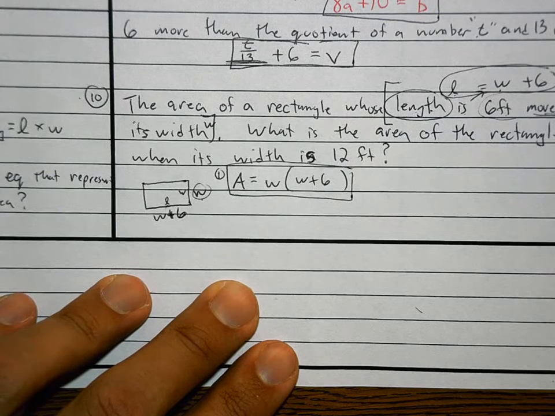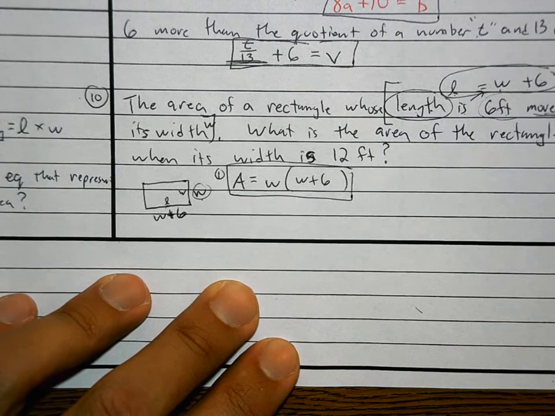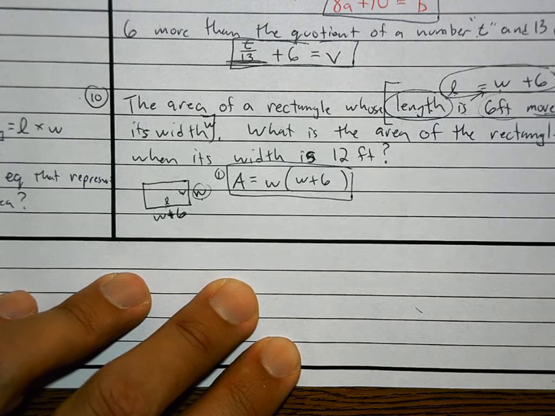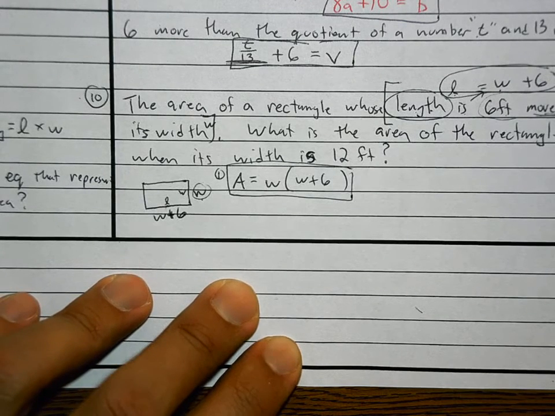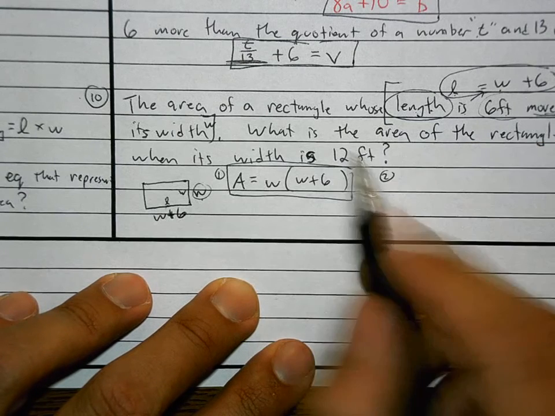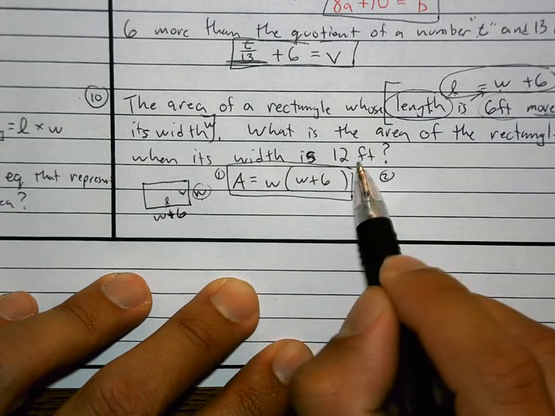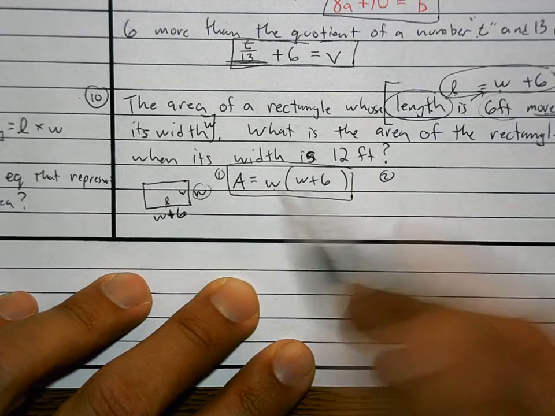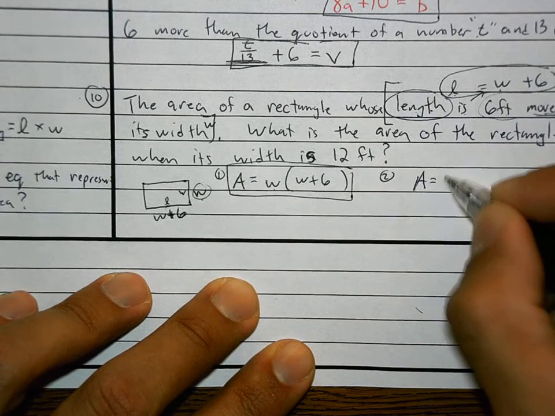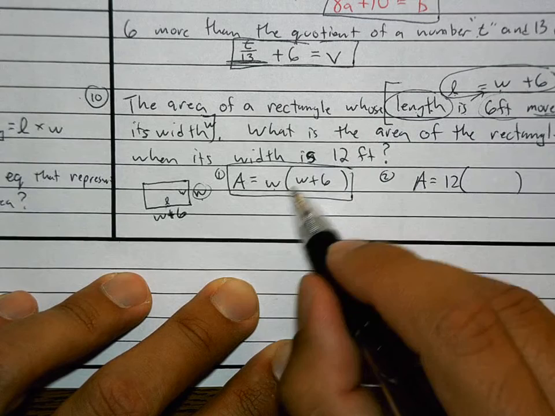And Connor and I heard a couple other people saying, I already know what the width is. The width is going to be 12. Yes, but that's going to be our answer for part 2. What is the area of the rectangle when its width is 12 feet? Now we can plug in 12 feet for the width. The area equals 12 times 12 plus 6.